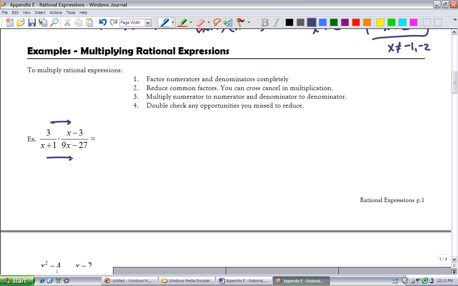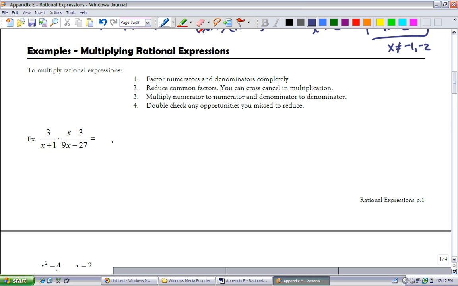Because we are doing that, we can actually cross cancel in multiplication. It's the only operation that you can cross cancel in, meaning if a factor is in the numerator of one fraction and a common factor is in the denominator of the next, you can actually cancel those out, basically because you're multiplying straight across. And then in the end we just need to double check to see if we missed any opportunities to reduce.